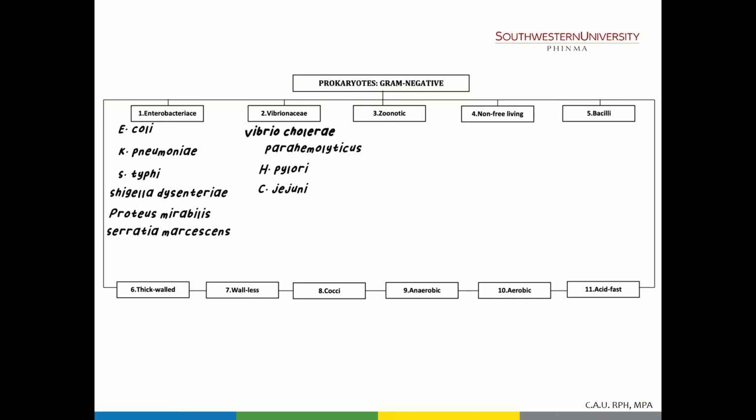Let's now proceed to the next prokaryotes, gram-negative, which is zoonotic. From the word zoo, we know that these microorganisms are from animals. These bacteria cause infectious diseases that are transmitted from non-human animals to humans. The first bacteria belonging to this group is Brucella. Depending on where it comes from, their name also links to it.